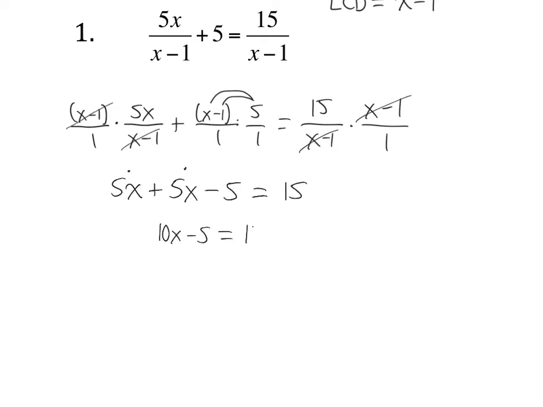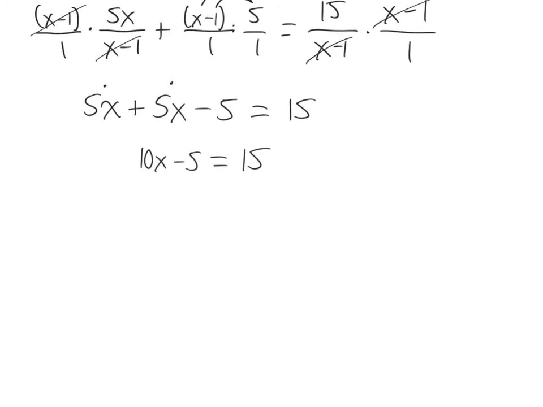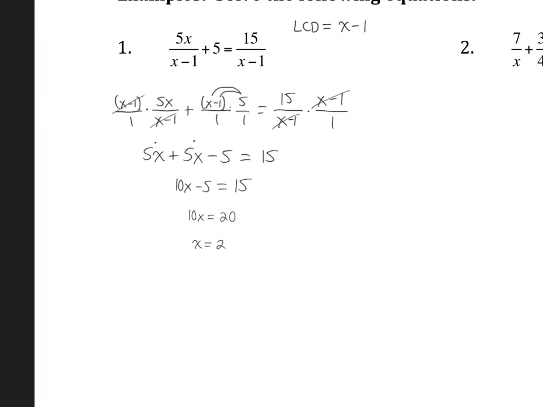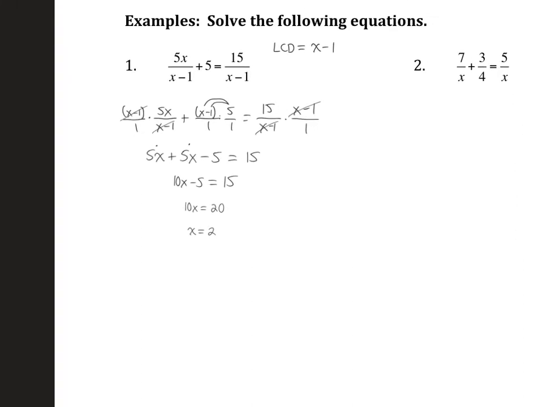Minus 5 equals 15. Then I'm going to solve for x. I'm going to add 5 to both sides to get 10x equals 20. Divide by 10 to get x equals 2. All right. Now we need to check for extraneous solutions.